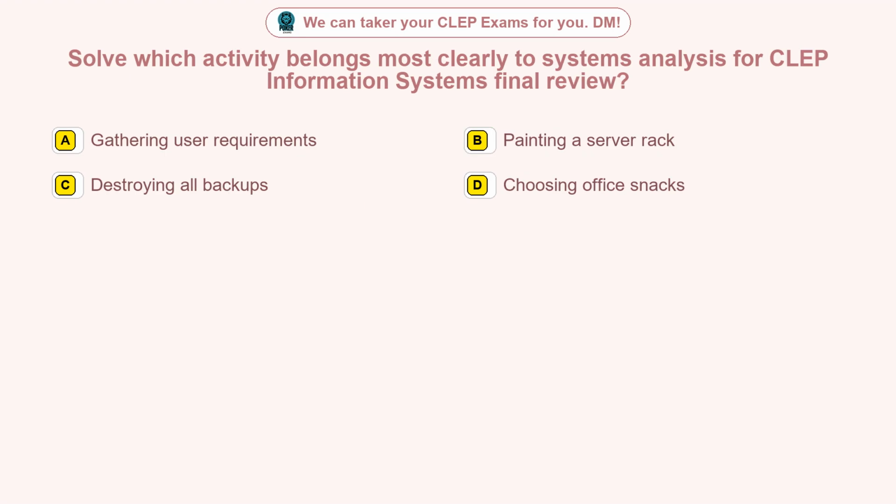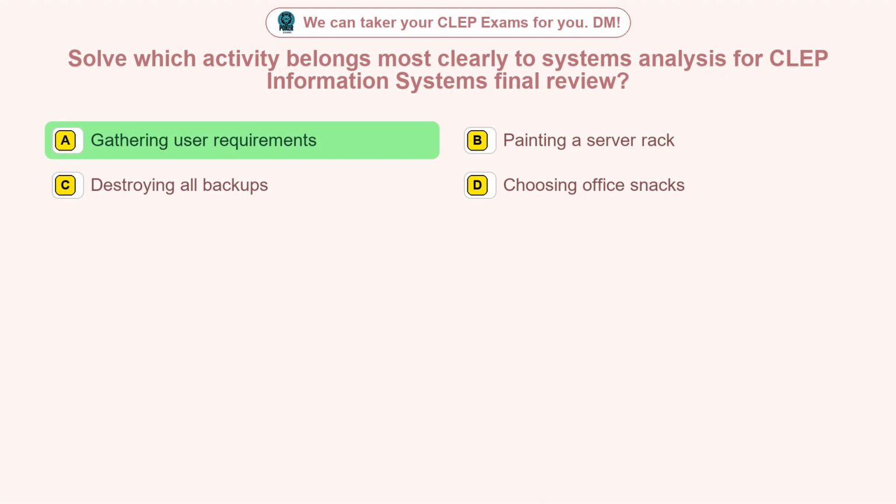Question 66. Solve which activity belongs most clearly to systems analysis for CLEP Information Systems final review. Option A. Gathering user requirements. Option B. Painting a server rack. Option C. Destroying all backups. Option D. Choosing office snacks. The correct answer is option A.